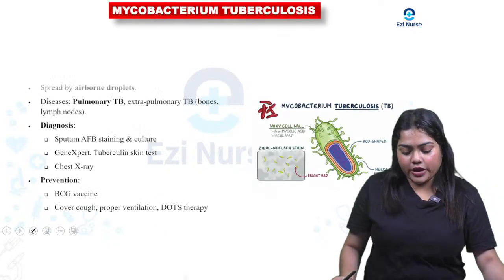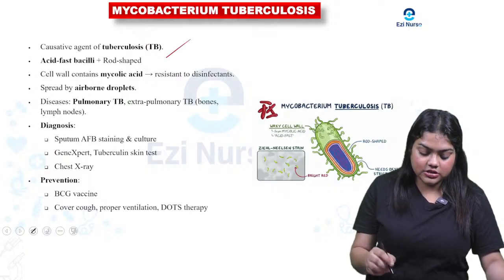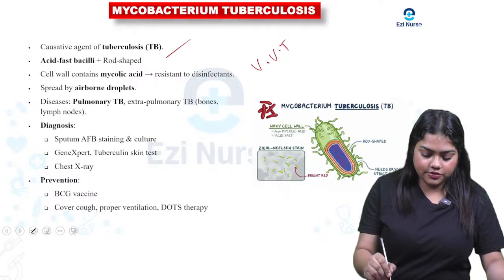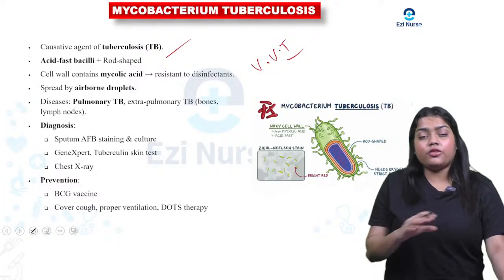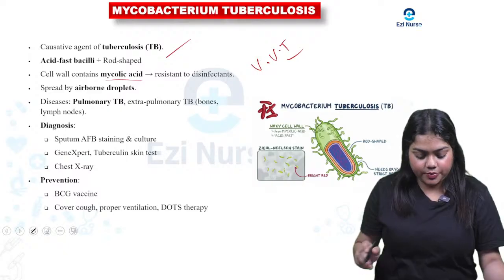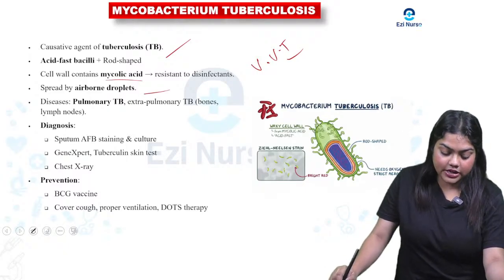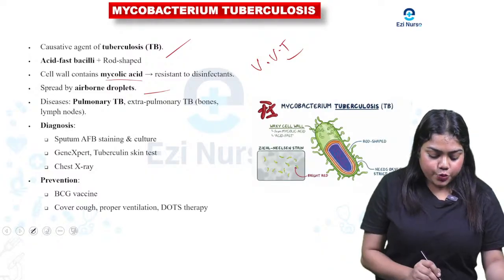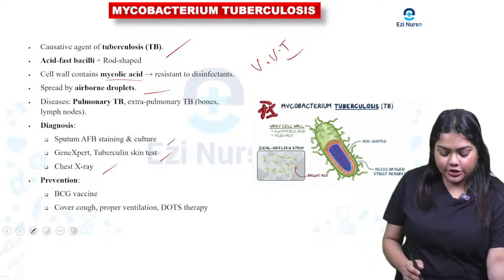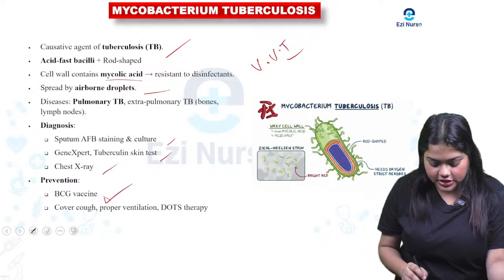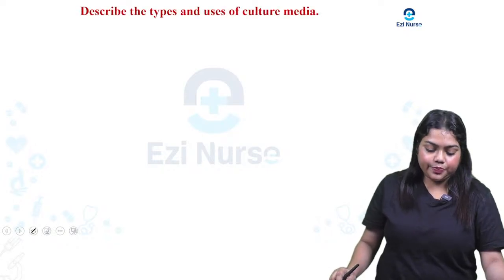The next is Mycobacterium tuberculosis. It is the causative agent of tuberculosis. This is a very, very important question again. Okay, it is an acid-fast bacillus, rod-shaped. The cell wall contains mycolic acid, and it spreads by airborne droplets. How can we diagnose it? We can diagnose it through sputum AFB, GeneXpert, chest X-ray and so on. How can we prevent it? We can prevent it through BCG vaccination, covering the cough, proper ventilation and DOTS therapy.